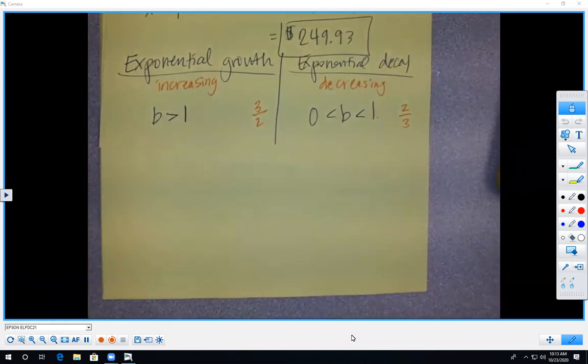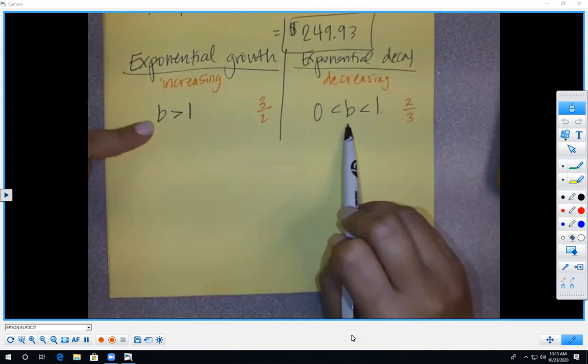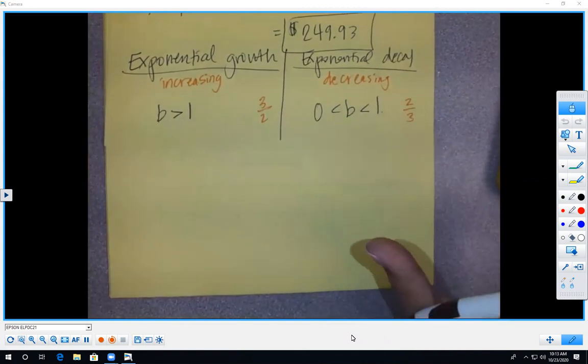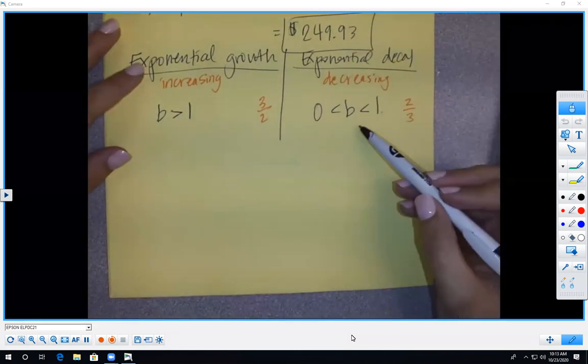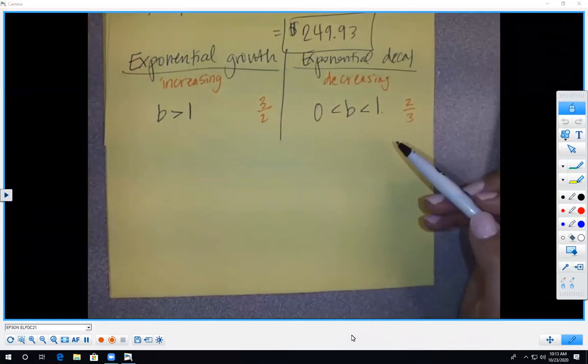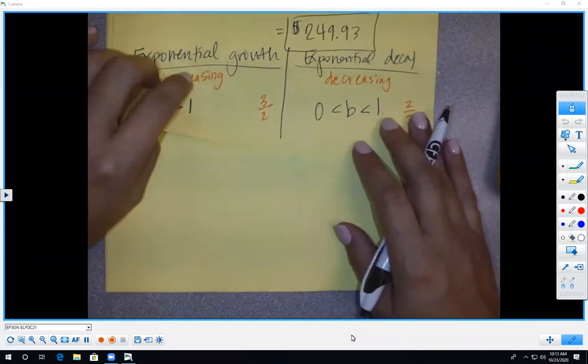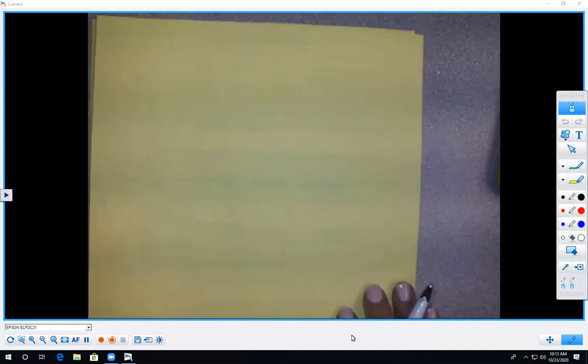Okay, so this number b could be any number. It could be 5, it can't be 1, obviously, and it can't be a negative number, but it can be any number other than that. It could be 5, it could be 100, it could be whatever. We have something called the natural base.